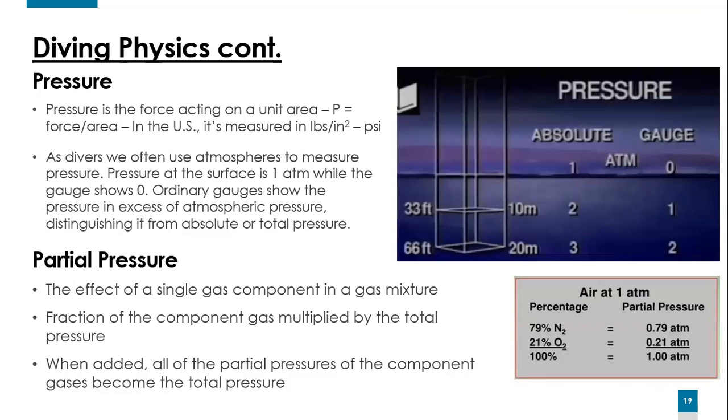All right, now we're going to look at pressure. Pressure is the force acting on a unit area. P equals force divided by area. In the US, it's measured in pounds per square inch, or PSI. As divers, we often use atmospheres to measure pressure. Pressure at the surface is 1 atmosphere, while the gauge shows 0. Ordinary gauges show the pressure in excess of atmospheric pressure, distinguishing it from absolute or total pressure.